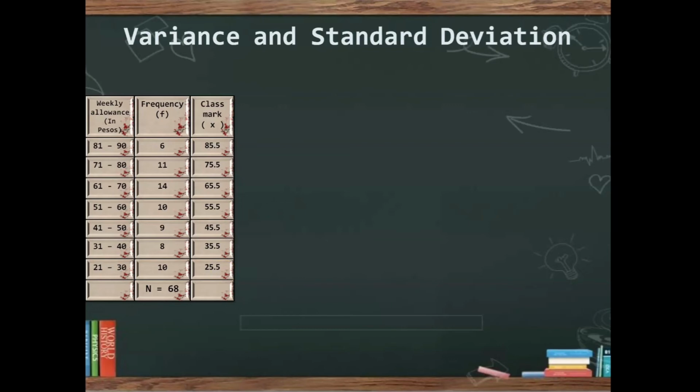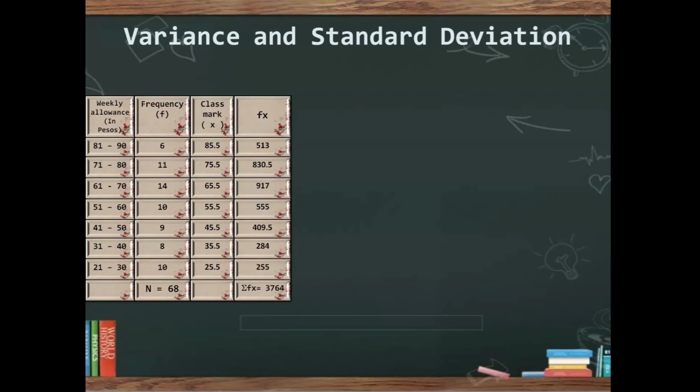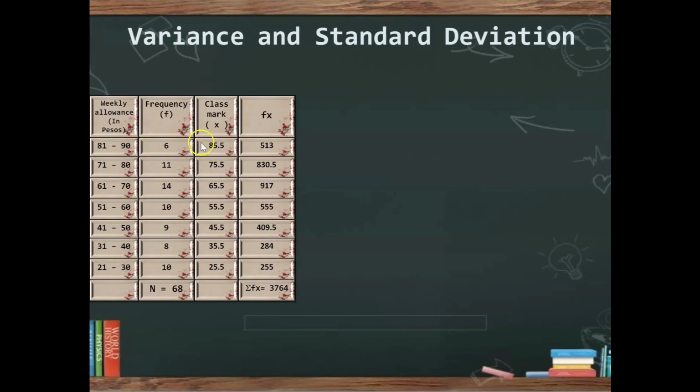Then proceed to the next column, fx. How to get this fx? Kailangan mong i-times ang frequency and class mark. So, 6 times 85.5 is equal to 513. 11 times 75.5 is equal to 830.5. 14 times 65.5 is equal to 917. 10 times 55.5 is equal to 555.